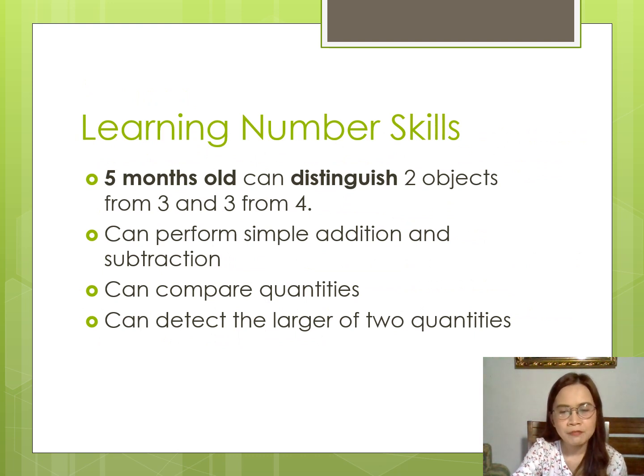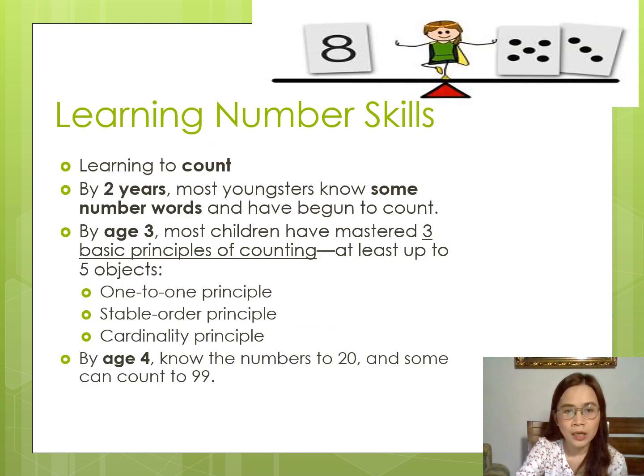Okay, another important skill that we can learn during infancy and early childhood is learning number skills, no? So from 5 months old, he or she can now distinguish two objects from three and three from four. And they can also perform simple addition and subtraction and can compare quantities. Yun nga lang, narrowly focused pa, no? And then can detect the larger of two quantities.